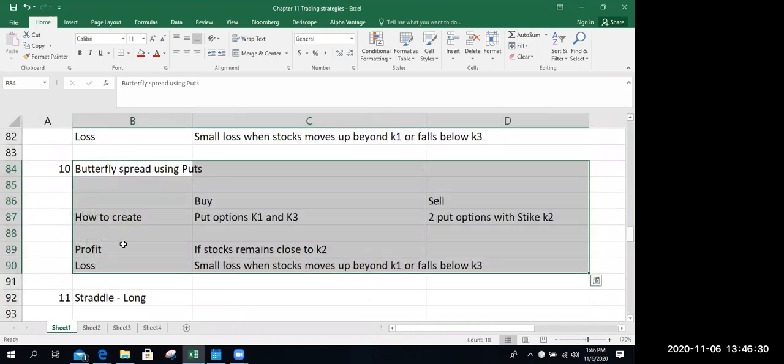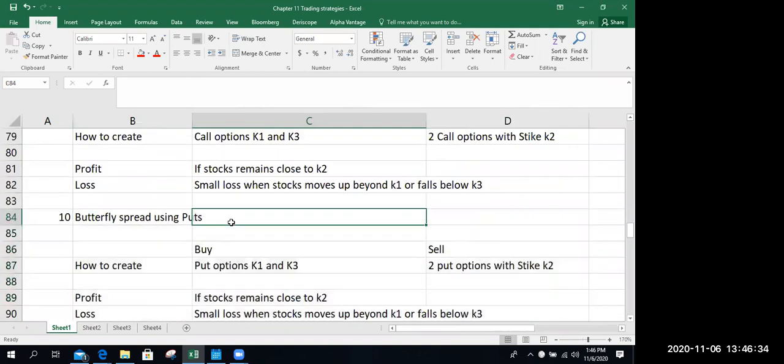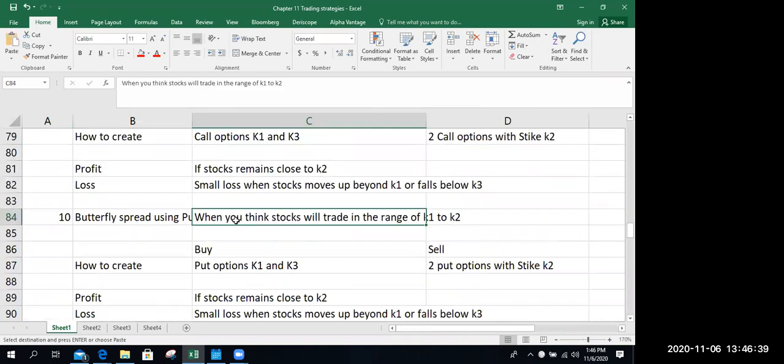Okay. So when will you do this strategy? Same thing. When you think stock will trade in the range of K1 and K3.